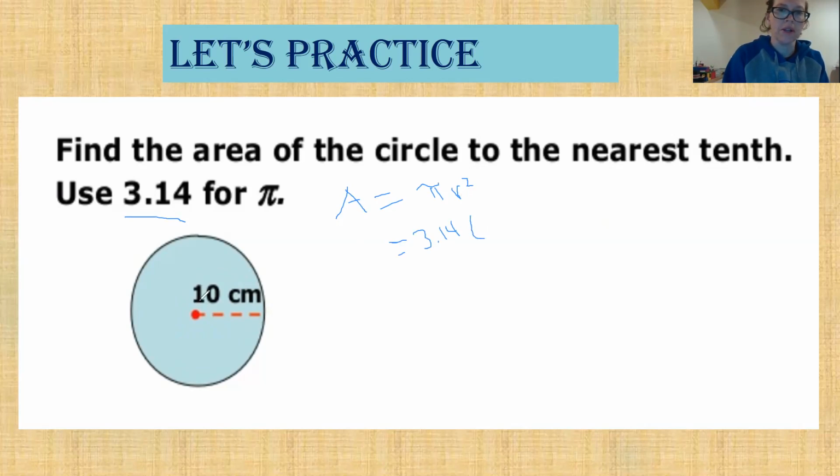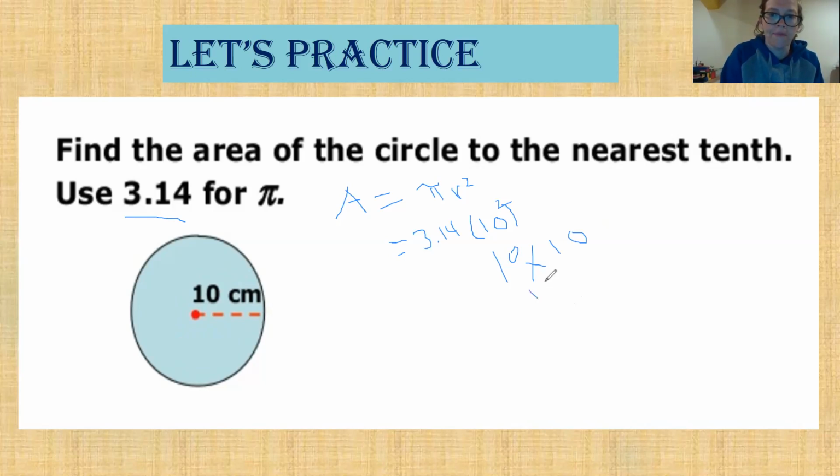So our radius is what? 10, right? So 10, and it's squared, right? So you need to make sure that you evaluate this exponent first, according to our order of operations. And remember, 10 squared is the same thing as saying 10 times 10, right? Sorry about my messy handwriting. The pen is a little hard to use. So 10 times 10 should give you what?